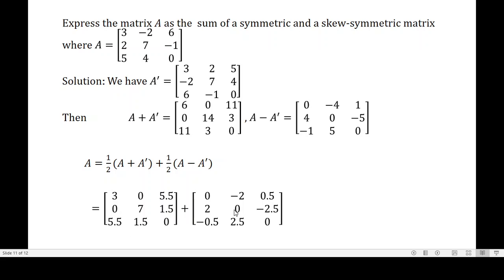Observe the second matrix. This is a skew symmetric matrix because the leading diagonal elements are all equal to 0 and Aij is equal to minus Aji. Clearly observe that this is positive, but this is negative; this is positive, this is negative, but they are the same in magnitude, they are opposite in sign, isn't it? Therefore, any square matrix can be expressed as a sum of symmetric and skew symmetric matrix.